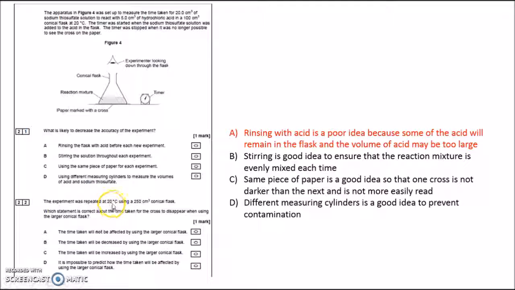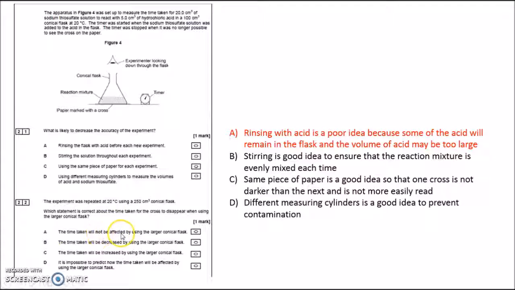The experiment was repeated at 20 degrees C using a larger 250 centimetre cubed flask rather than a 100 centimetre cubed flask. So what effect's that going to have? Well, you've got the same number of moles of chemicals, except that you've got a larger flask. If you've got a larger flask, then the particles are further apart. So you can get fewer successful collisions in a set amount of time, which means that the rate is going to decrease. It's going to go slower.